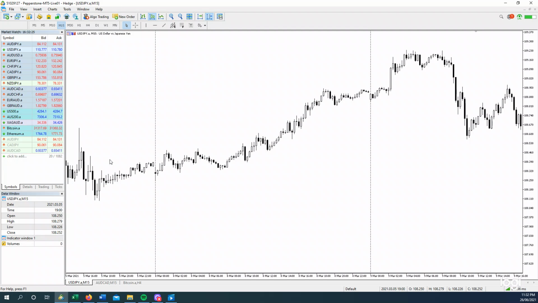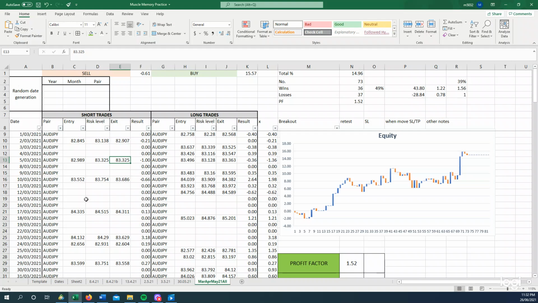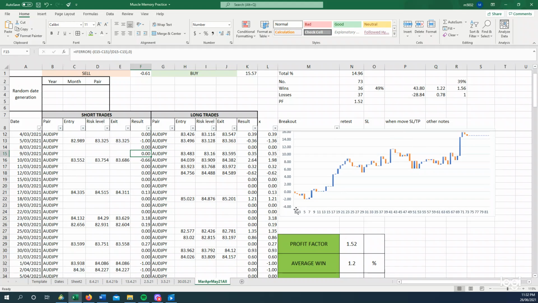So I'll just go over to the spreadsheet here. The way this spreadsheet is set up is that I have a section for shorting trades and a section for going long. I put my entry level in, I put my risk level in, which is where my initial stop loss is, and then I ultimately put in where I exit. All the other cells, like the results cell and all the calculations, are automatic formulas in my spreadsheet, and it'll calculate the percentage gain and loss for that trade.